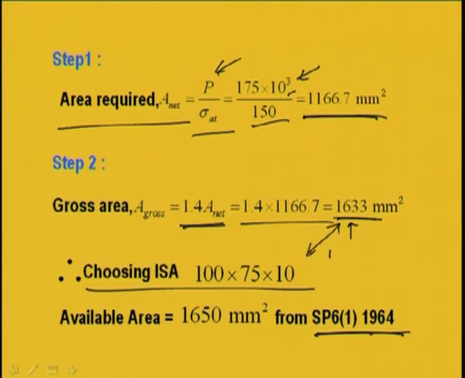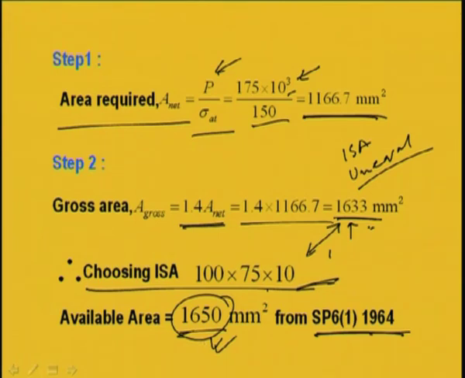It is told that it is ISA unequal. So, in the ISA unequal table we will go through and see which one is closest to 1633 millimeter square. We have seen that if we choose 100 by 75 by 10, then it comes to 1650 millimeter square. The available area should preferably be more than required. So, 1650 millimeter square is the available area if we choose ISA 100 by 75 by 10 angle section.